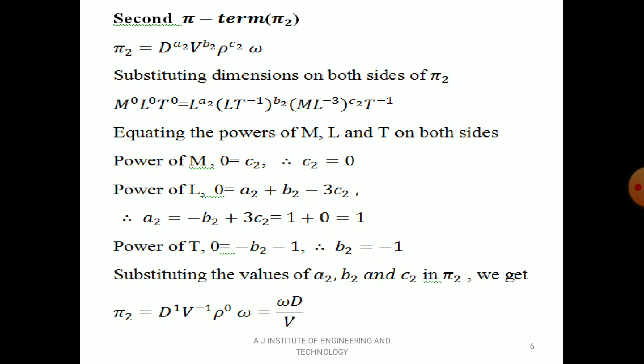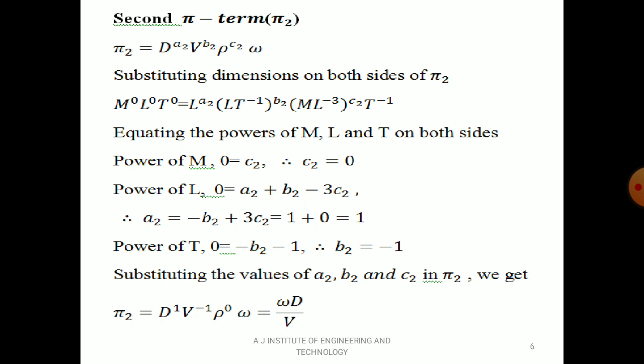Then equating the power of l: 0 on the left hand side, and on the right hand side we have l to the power a2, l to the power b2, l to the power minus 3c2. So I get the expression 0 equals a2 plus b2 minus 3c2. I can rearrange that expression to get a value for a2. Therefore a2 equals minus b2 plus 3c2. So next, equating the power of t. We have t to the power 0 on the left hand side, and t to the power minus b2 and t to the power minus 1 on the right hand side. Therefore 0 equals minus b2 minus 1. So I get the value of b2 as minus 1.